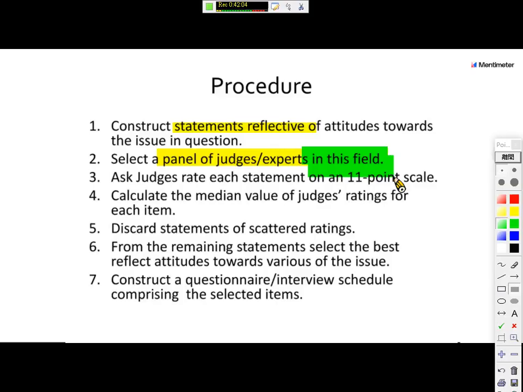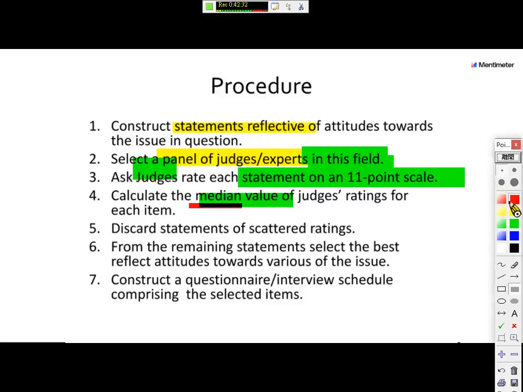So supposedly we are so lucky to invite a group of objective judges. They are so open-minded, they are objective in their decision. So we can ask the judges to rate each statement on an 11-point scale. And we can calculate the median value of the judges' ratings for each item. Okay, here, what is the median? What is the definition of median?